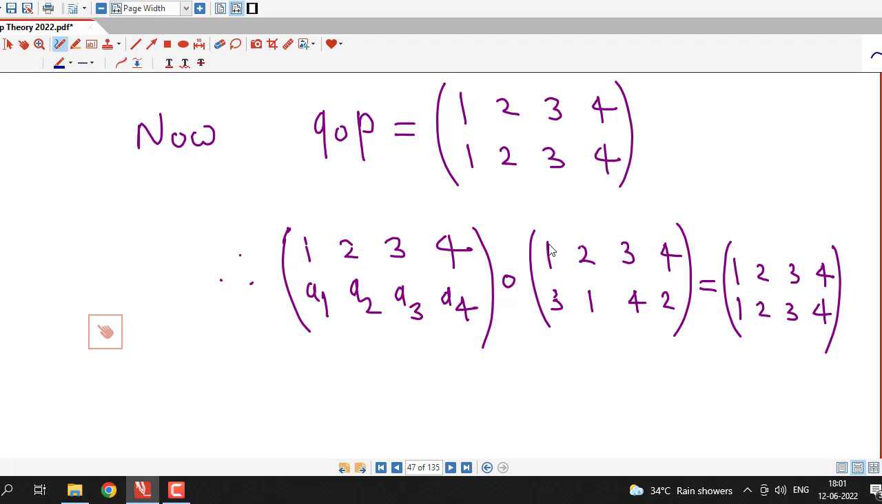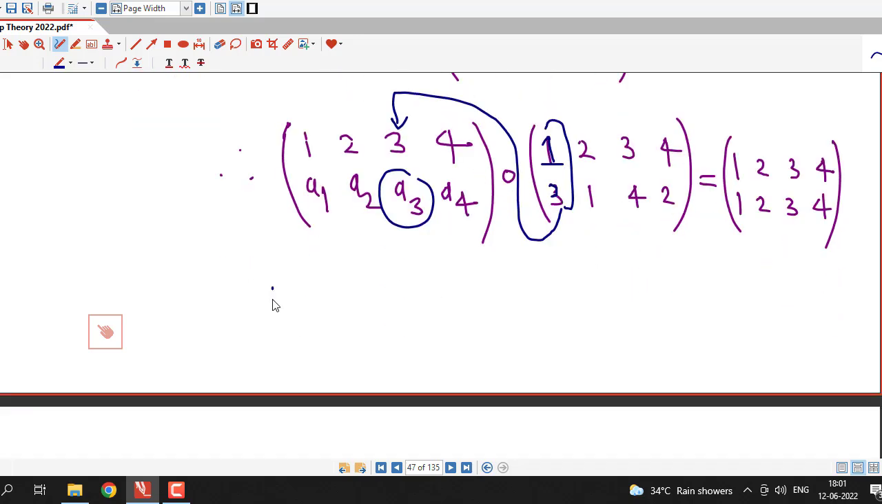So we will start from this element. Image of 1 is 3, and here image of 3 is A3. So 1 is going to 3, and here 3 is having image A3. This is the way we have discussed composition of permutations in lecture number 8. So 1 is going to 3 and 3 is going to A3. So here I will write A3 below 1.